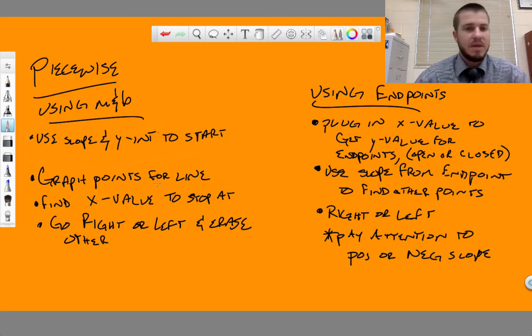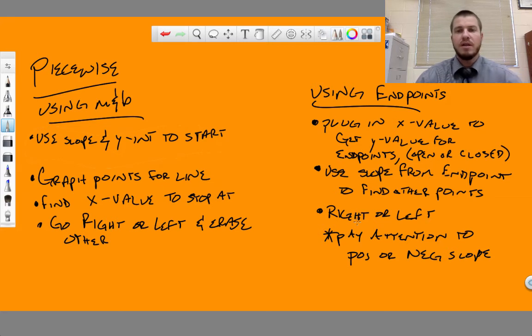If you want to change some things, feel free. Use it in your words, however you understand what you do, if you're confident in it. Using the endpoints, plug in the x value to get the y value for the endpoints, and then you have the x that you plugged in, the y value that you got out. Plot that point, and is it open or closed? Pay attention to that.